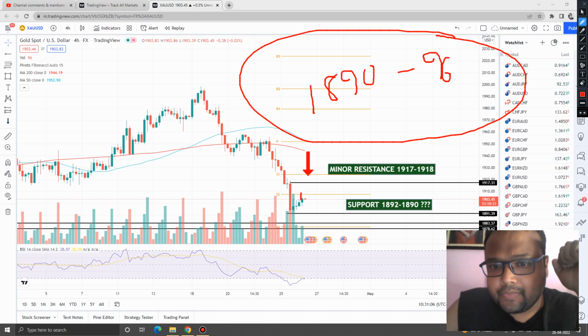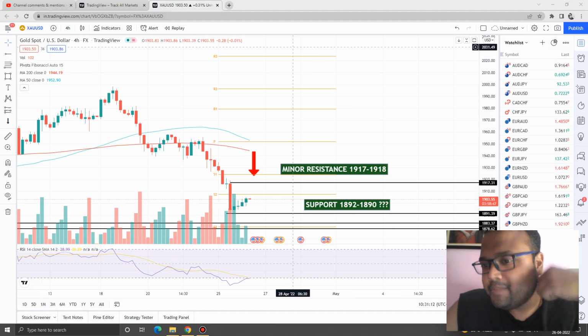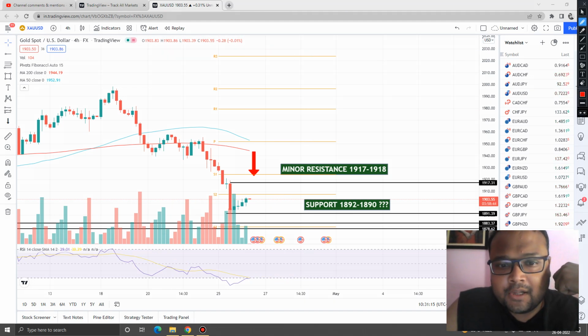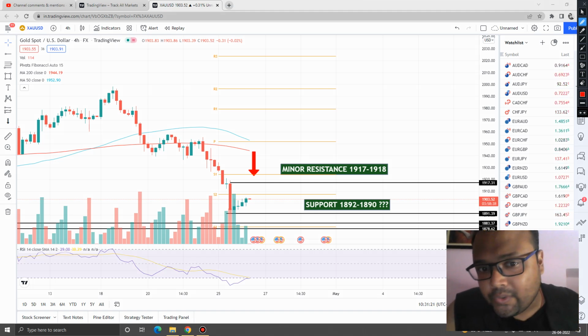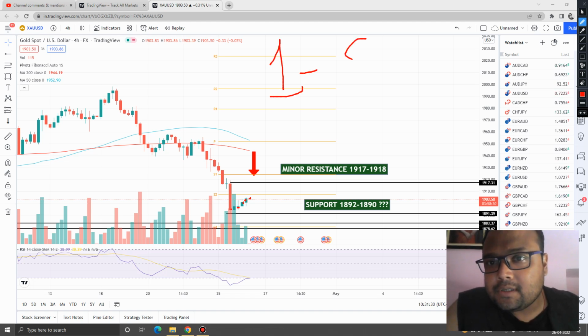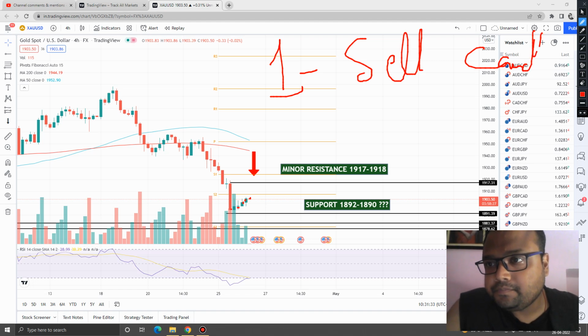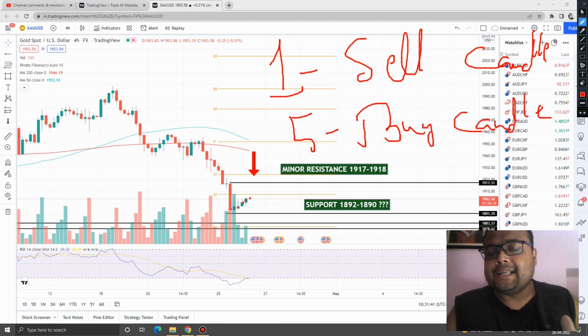Right now gold is trading here. The problem with the market right now is that though the market has bounced from the support, if you analyze these candles here, you can see 1, 2, 3, 4, 5, one sell candle and 4 or 5 buy candles. So it gives us the idea that there are still sellers dominating the market right now. Still, this is a seller's market.